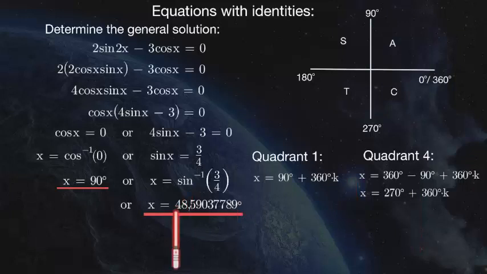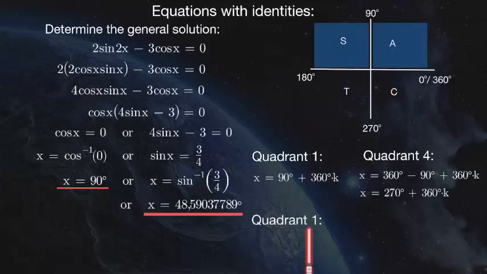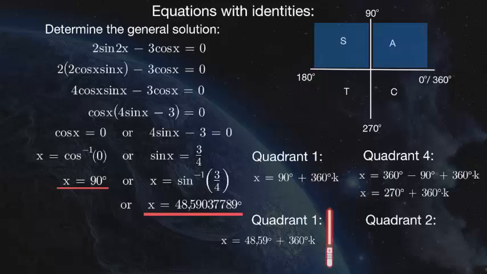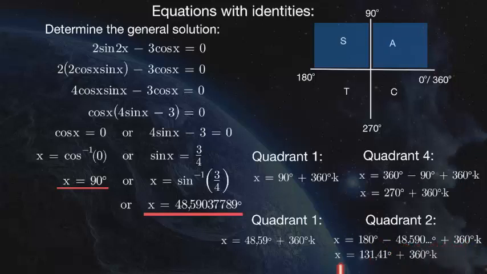Now we go to this half, and this is a sine function that is also a positive ratio, and a sine function is positive in quadrant 1 and in quadrant 2. So I write down quadrant 1, and x is equal to 48,59 degrees, and here I can round off, plus 360 degrees times k. And then we're also working in quadrant 2, so we have to say 180 degrees minus the reference angle, and we have x is equal to 180 degrees minus our reference angle plus 360 degrees times k, and x is equal to 131,41 degrees plus 360 degrees times k.